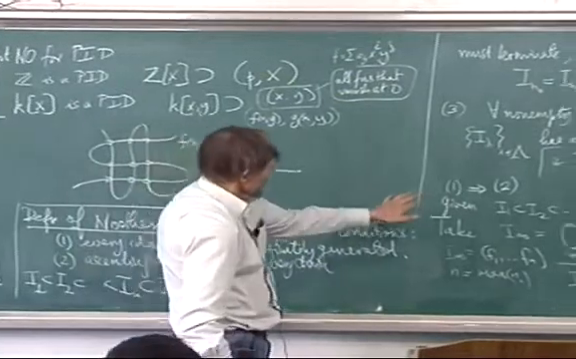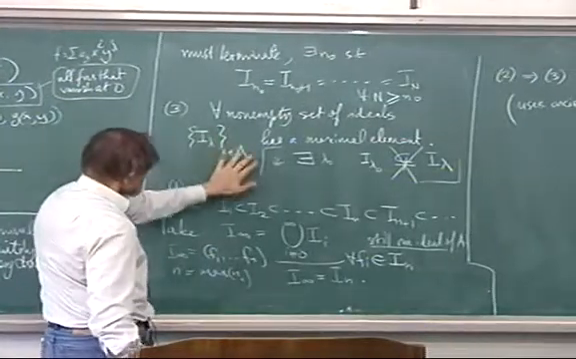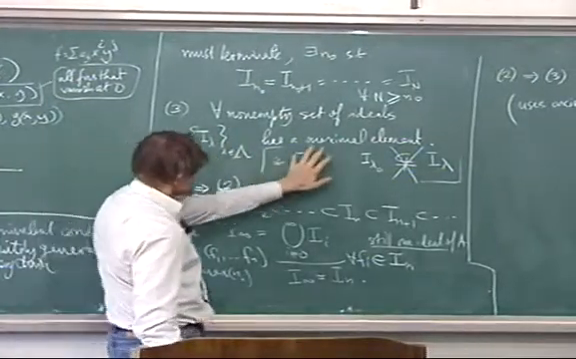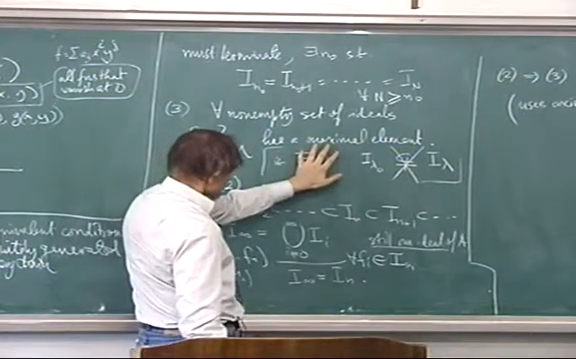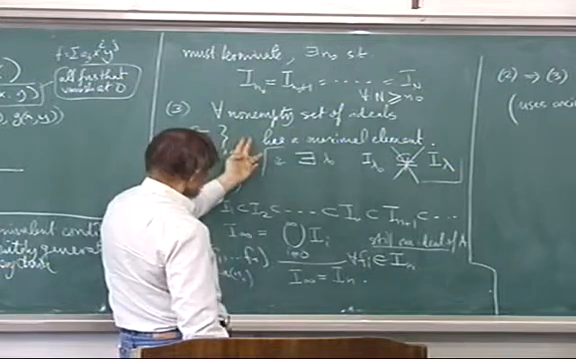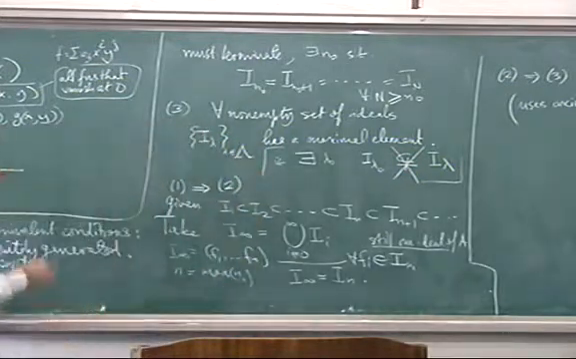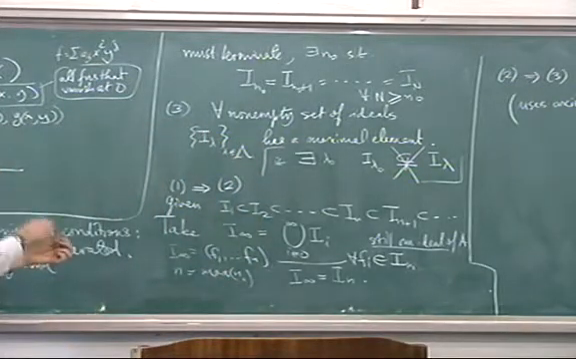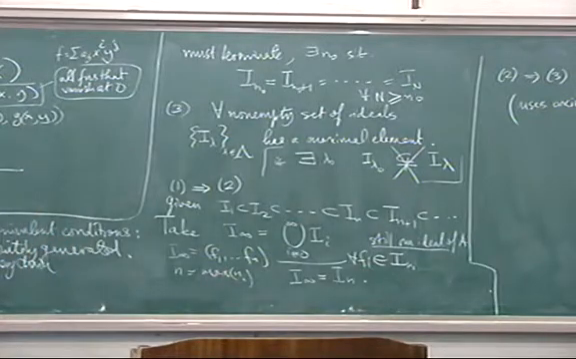The idea is, suppose I've got a non-empty set of ideals, and suppose that it doesn't have a maximal element. That means that every time I've got one of these, I can find a strictly bigger one. And so I take a strictly bigger one, and then a strictly bigger one, and then a strictly bigger one, and I contradict 2.